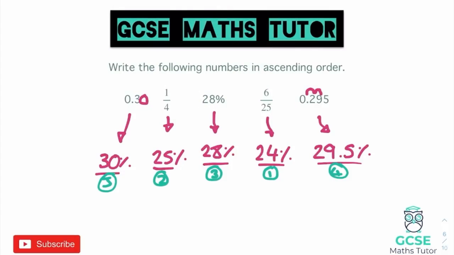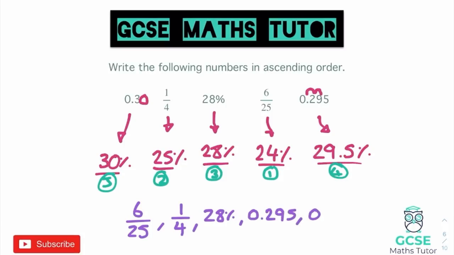So the first one was the 24%, and that was 6 over 25. The next one was the 25%, and that was 1 over 4. The next one was 28%, and that was already a percentage, so that's fine to leave it. The next one was the 29.5%, which is 0.295. And the final and biggest part was the 0.3. And there we go, we've written them all in ascending order using our conversions.